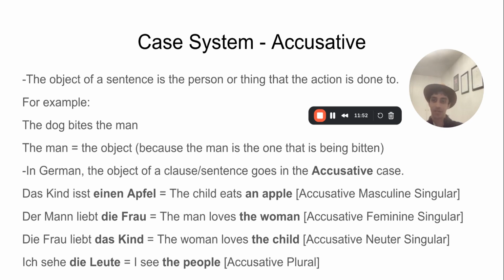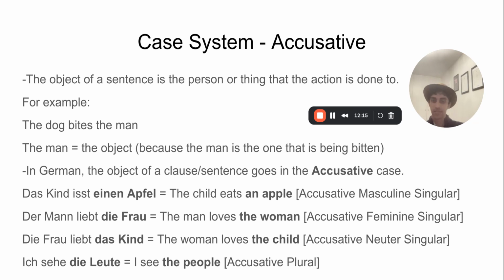Again, we can take the same example, the dog bites the man. Here we're looking at the man. The man here is the one being bitten. Obviously, it's the dog that's doing the biting. So the dog, as we've already said, is the subject of the sentence, and the man would be the object because he's the one being bitten. So in grammatical terms, the man would be the object of that mini sentence.